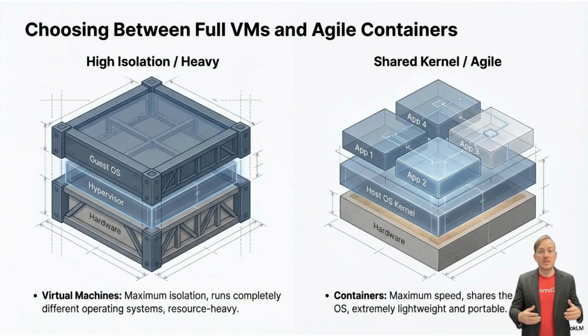When choosing between full VMs and agile containers, it is important to know their core differences. Virtual machines offer maximum isolation and run completely different operating systems, but they are resource heavy. Containers are built for maximum speed. They share the underlying OS, making them extremely lightweight and highly portable.